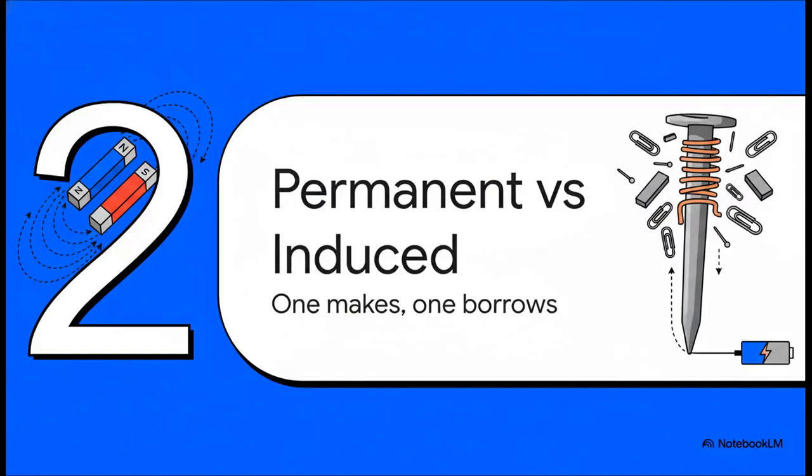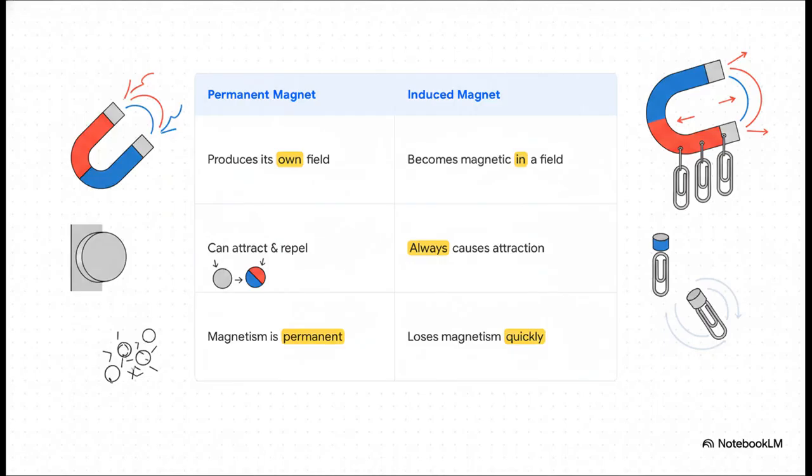Okay, we've got the poles, we've got the rules. Now let's look at the two main types of magnets you'll be asked about, permanent and induced. Nailing the difference between these two is a massive tick on that examiner's checklist. This table lays it all out. On one hand, you have a permanent magnet. Think of a fridge magnet. It's always magnetic, it creates its own field, and it can attract and repel.